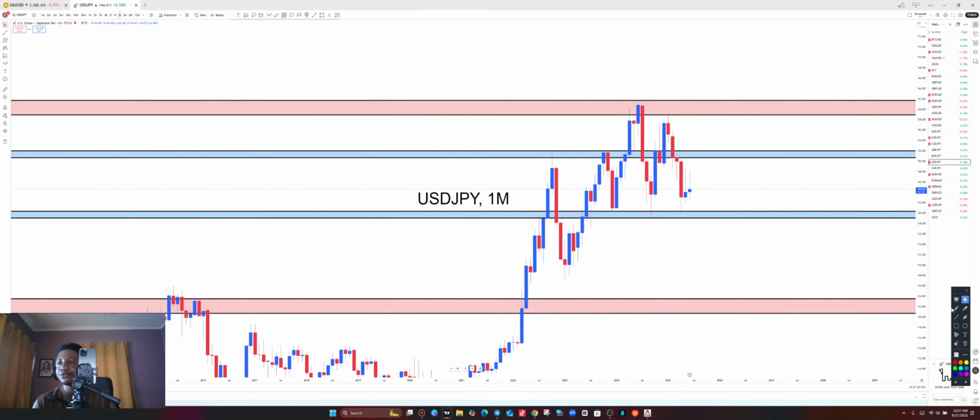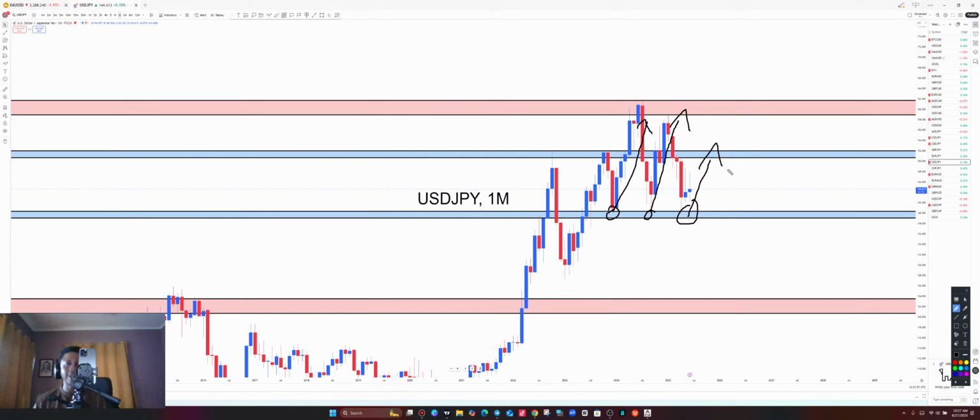USD JPY on the monthly time frame, we have the monthly upper and then the monthly lower zone as well. There's a lot of buy pressure here on the monthly support level, which for the first time pushed price all the way up. The second time it pushed price all the way up again. The third time, are we going to see the exact same thing, or this time around the story is going to be different?